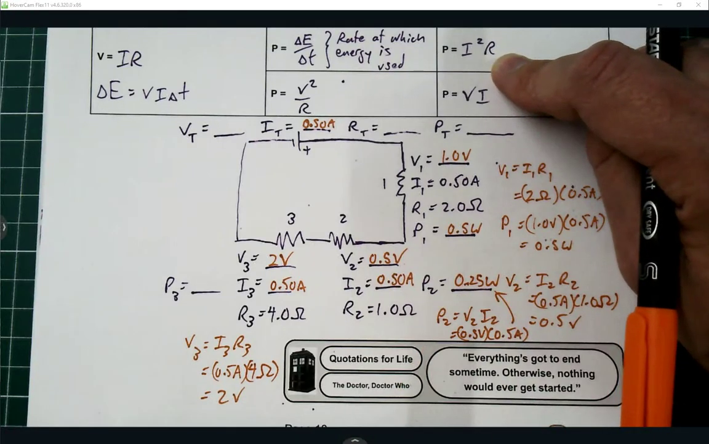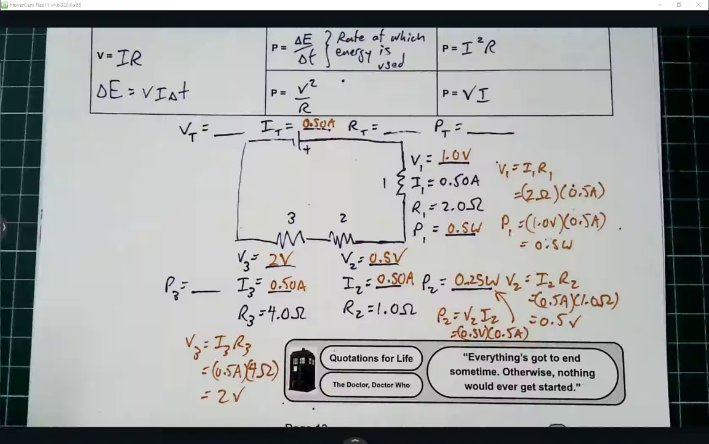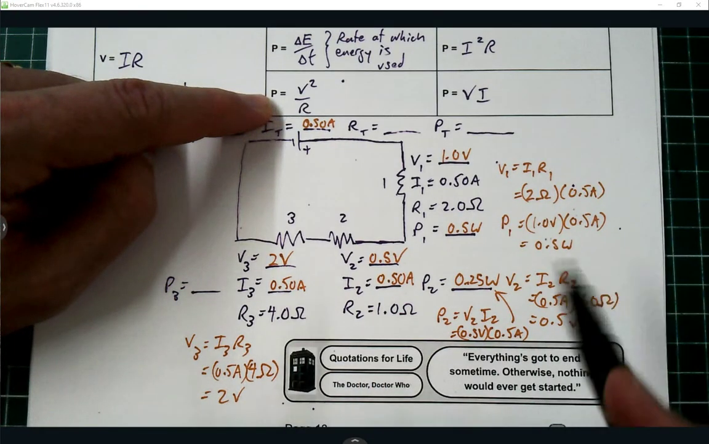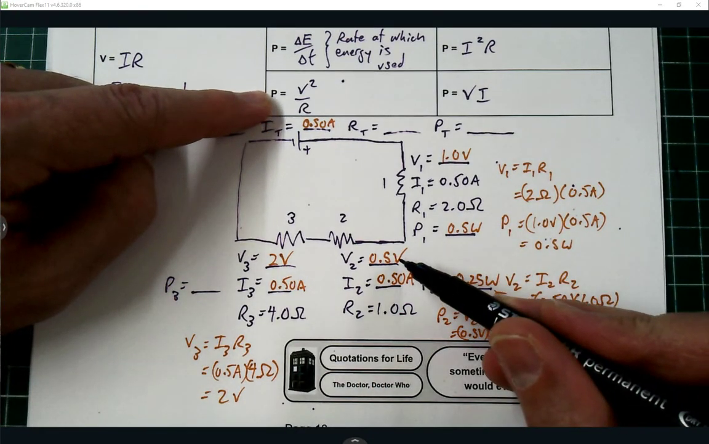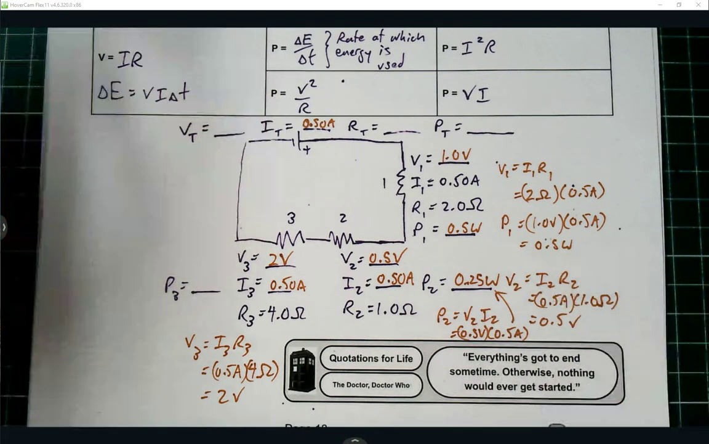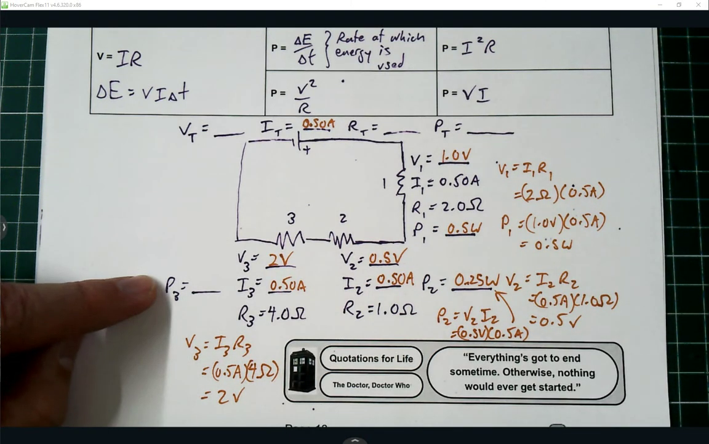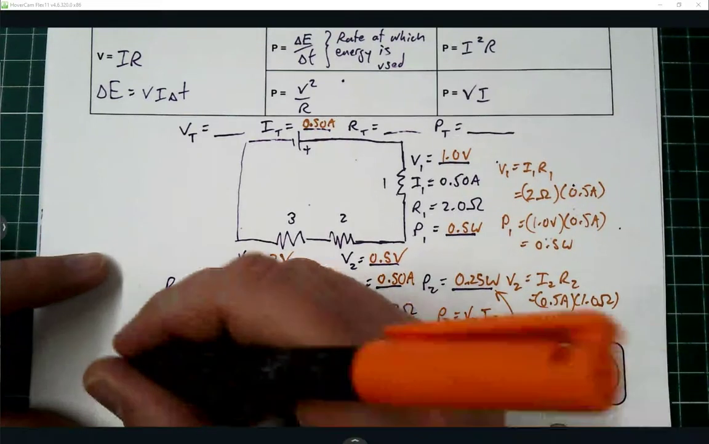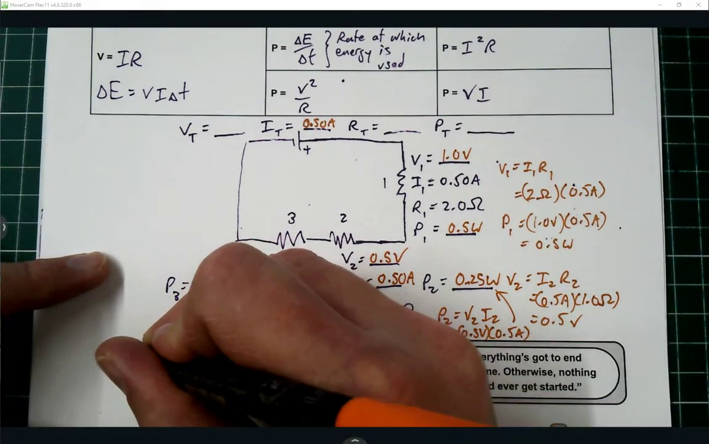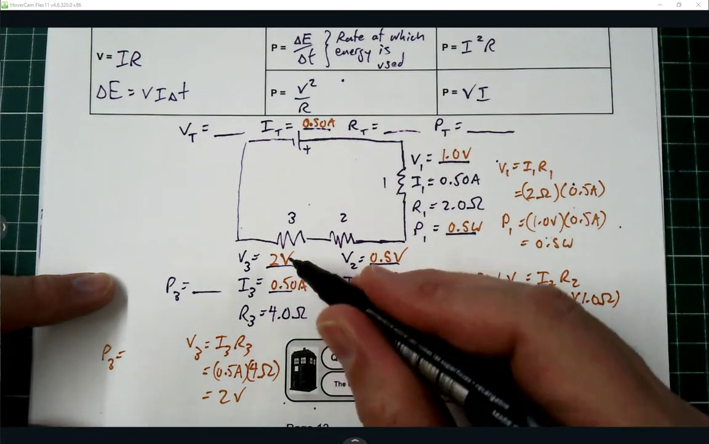Check for consistency. Always question the system. Make sure that it really does work out. I guarantee you do V squared, 0.5 squared is going to be 0.25 divided by 1, also 0.25 watts. Doesn't matter. You're spoiled for choice here. That's the beautiful thing about this system. This system is beautiful. It's so complete. Anyway, power 3, hey, just for kicks, while on that note, why don't we do V squared divided by R? V squared is 2 volts.